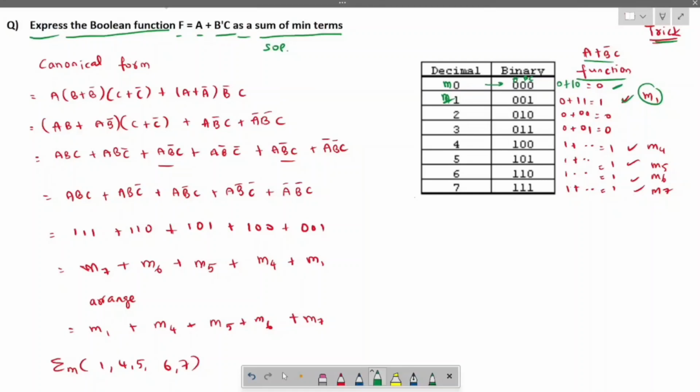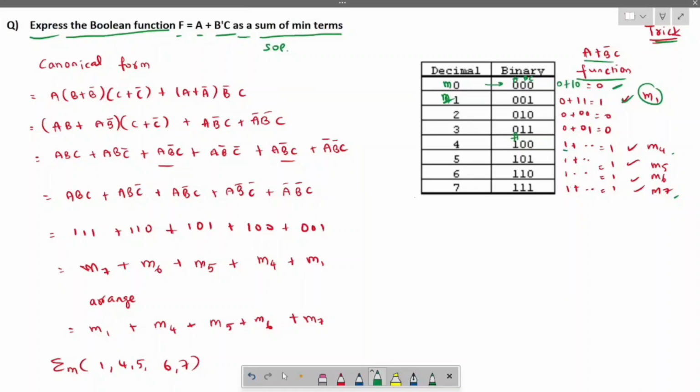Now for 2, it is 0 plus 0, so we get 0 and we won't get 2 as a minterm. In the same way we won't get 3. For all the cases where a is present, we get the output directly as a. We don't need to consider b'c, since a is a single term. So from 4 to 7 we get minterms.